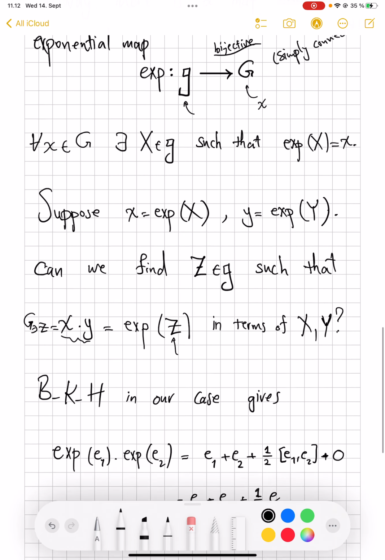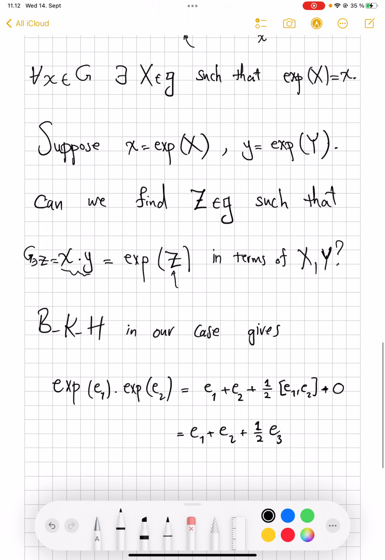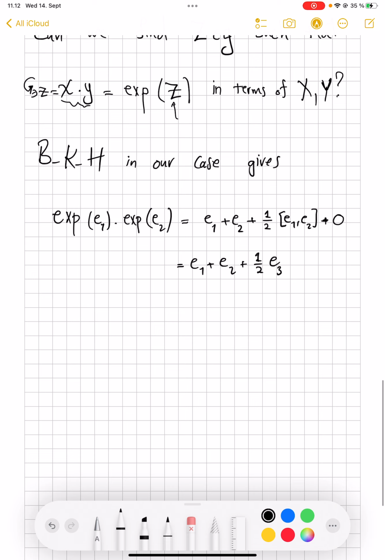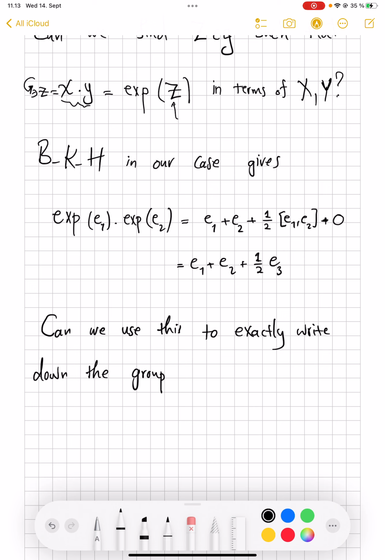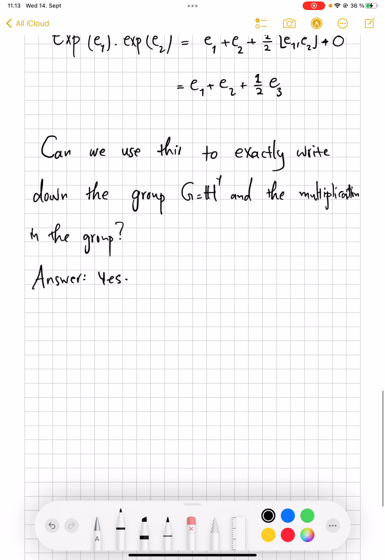Now, as for the H1 operation, what you want to do, so finally, can we use this to exactly write down the group and the multiplication in the group? The answer is yes. How do we do that?